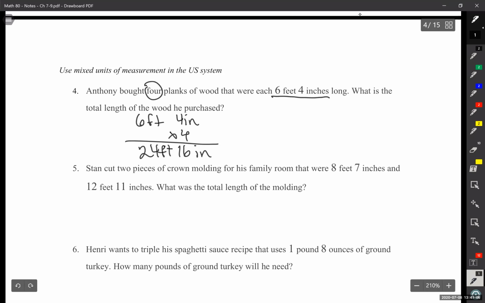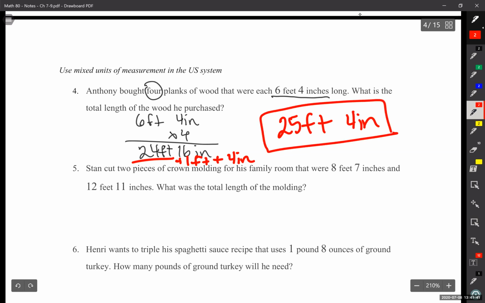And this is kind of like a messed up mixed number, because we can't have 16 inches. So I'm going to rewrite the 16 inches as 1 foot plus 4 extra inches. Because there's 12 inches in 1 foot. And so this gives me 24 feet plus 1 foot plus those 4 inches. So that's kind of treating it like a mixed number and just taking each part separately.